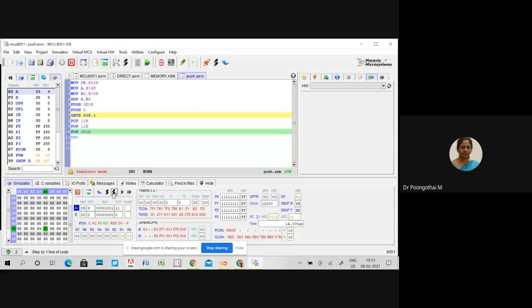Next pop 11. That is the R1 register. Pop 11 is nothing but R1 of bank 2. So this 09 is popped into your R1 register. And next pop E0. So what is the next memory location? The next memory location is 00. That value is popped into the accumulator. Is that clear?